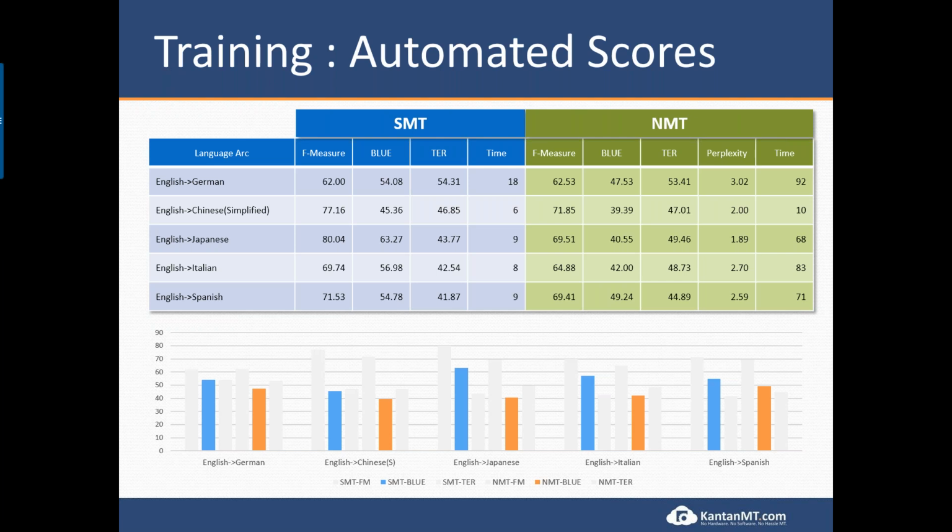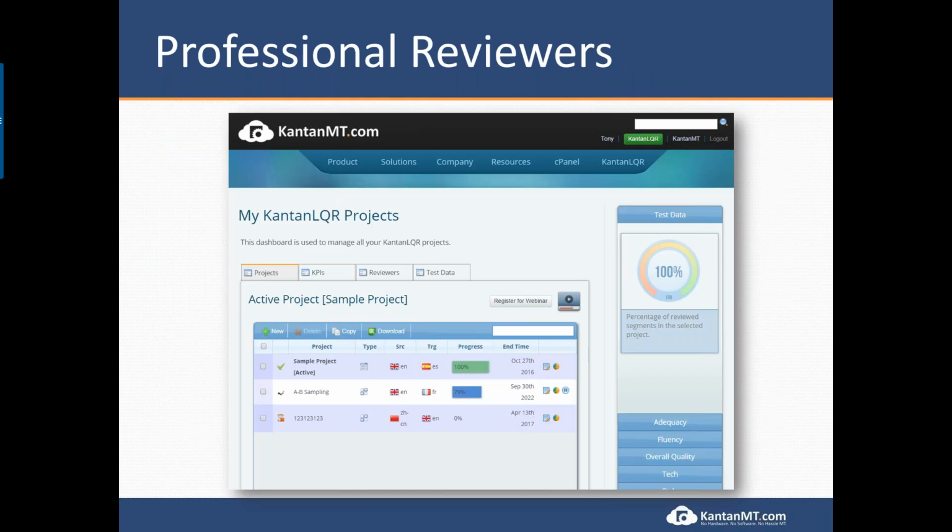Now, let's see if that is significant when we ask a translator to choose what the best translation is. Is it an SMT translation, or is it a neural generated machine translation? So to do that, we set up an A/B test, an A/B sampling test. We used 3 translators across all 5 languages, so we had 15 professional translators. We used the KantanLQR platform to do this, and as you know, the KantanLQR platform is built into Kantan. It's a really cool feature. It allows you to run language quality review projects.